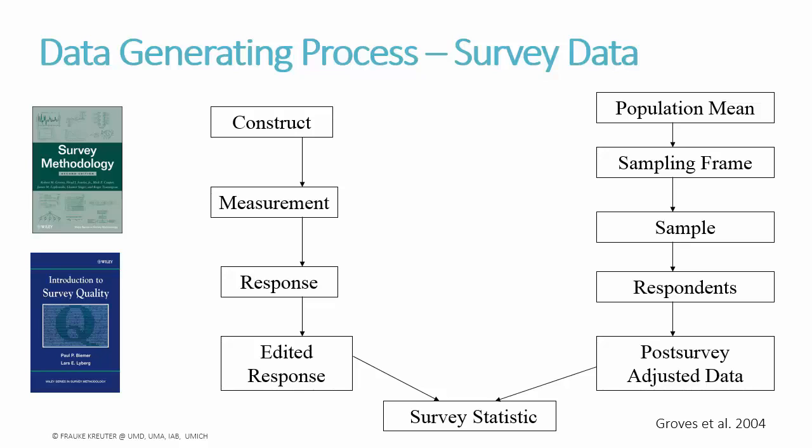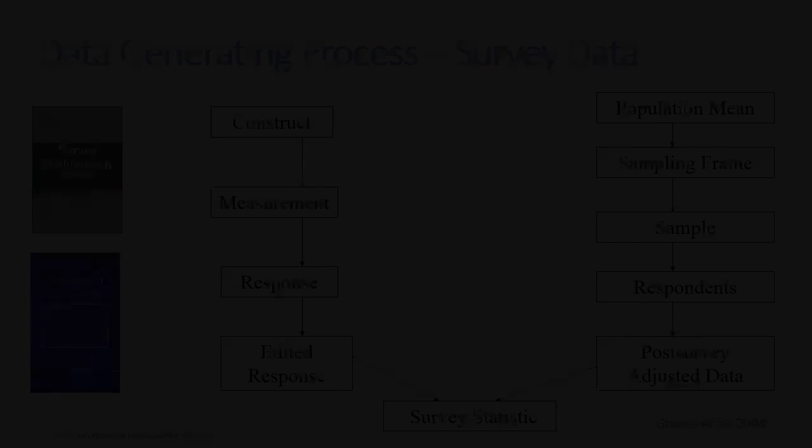On the measurement side on the left, that's sort of going from a general construct that's of interest to you to an actual measurement to a response that a respondent gives you. And then probably some editing going on. Both of these processes need to be well understood in order to come up with a good survey statistic. Now, this is for survey data. You could similarly create these kinds of graphs for other process data, like the administrative data that we talked about before, or even experimental data. Not every box will appear. There might be other boxes, but that's the kind of thing you should think about before you work with data.